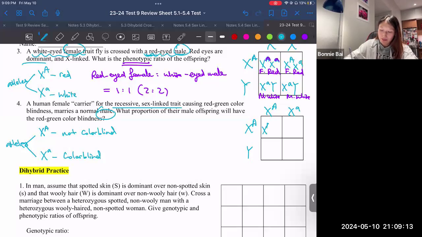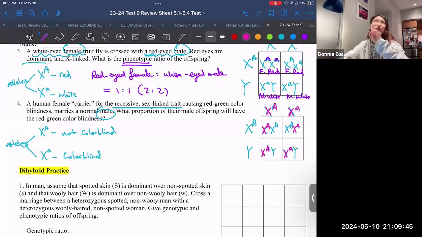Let's answer the question. X big A, X big A, X big A, X little a, X big A Y, and X little a Y. And just to make it really clear, for our last question, we've got to be really good at this. This X big A came from mom. This X little a comes from mom. This X big A comes from mom. This X little a comes from mom. I just want you to know, if you have colorblindness, it's your mom's fault. But it's really your grandparents' fault, because at some point colorblindness showed up. But it's okay. We can still enjoy life with colorblindness.